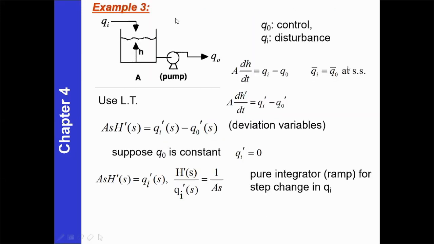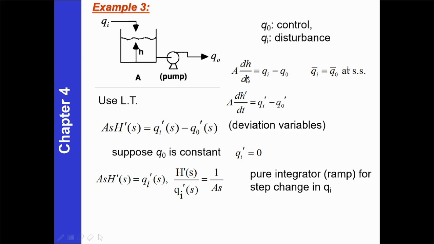If we apply that equation to this example, we have the tank now connected to a pump, with the output Q naught. We control the output Q naught here, and Qi is the disturbance, because it is the amount of water going into the tank.